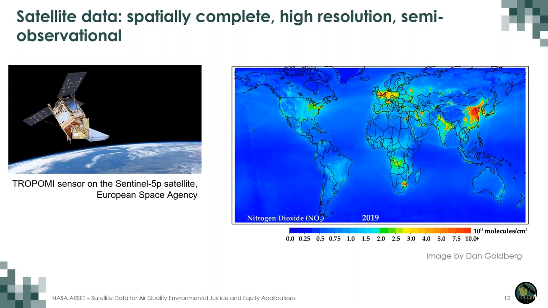This is a picture of the TROPOMI sensor on the Sentinel-5P satellite from the European Space Agency. And this is flying right now. It's a polar orbiting satellite that's taking a snapshot of the atmospheric composition everywhere on the planet in about the early afternoon, once per day. And when we use many days of observations from this satellite, we can get a continuous map of nitrogen dioxide, as shown on the right-hand side here, which is a map developed by Dan Goldberg from George Washington University. And you see that NO2 in 2019 is really high in urban areas of the world, and also in areas that have large emitting sources like coal-fired power plants.